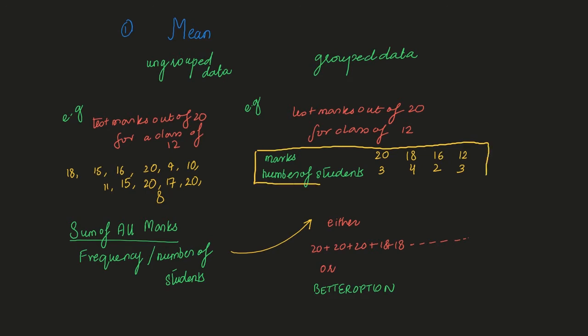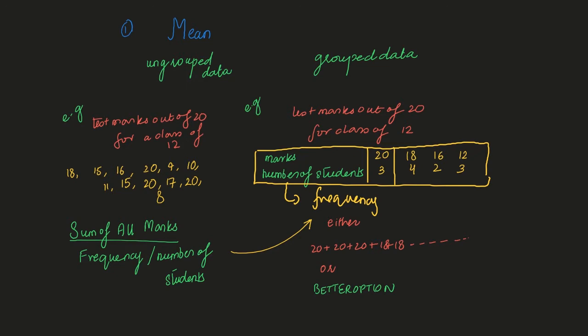So the data has been arranged such that, for example, if there's a question about test marks in a class of 12, then you basically have a row or a column for marks, and then there's another one for the number of students, which is also the frequency. So 3 is the number of students that scored 20. 4 is the number of students that scored 18, and so on. So this is basically your grouped data.